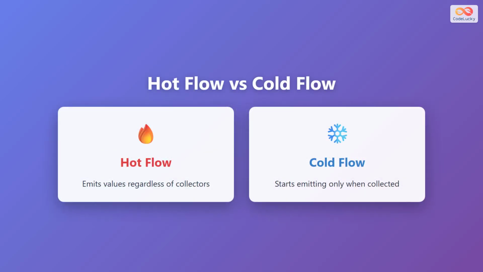Understanding the difference between hot and cold flows is crucial. A hot flow, like SharedFlow, emits values regardless of whether there are any collectors listening. It's like a radio broadcast that transmits signals continuously. On the other hand, a cold flow starts emitting values only when someone collects from it. It's like a video on demand that only plays when you press the play button.